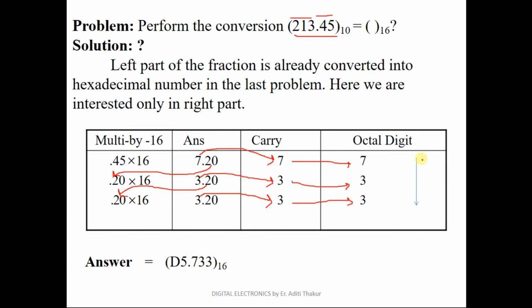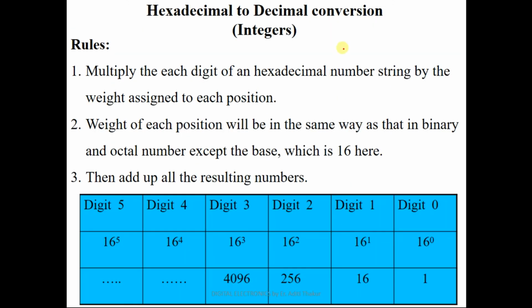So you have to write this fraction part from top to bottom. So the answer will be D5 corresponds to 213 and 0.45. The hexadecimal equivalent of this 0.45 is 733, which is written after this decimal point. Now, hexadecimal to decimal conversion in case of integers.